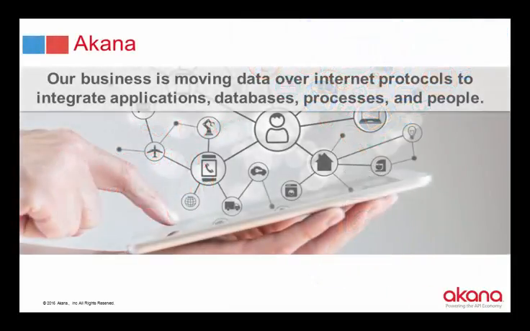So let's start with who Akana is. We are an API management company. It is our mission to move data across internet protocols to integrate people, processes, things, databases, applications. We provide the foundation for connecting all of these things and managing these connections. Today, as you know, you're managing a mesh of connectedness, to quote Gartner for a minute, and that is what we do. We really manage all of those connections and interactions with your APIs inside the organization and outside the organization in order to connect all of these things.